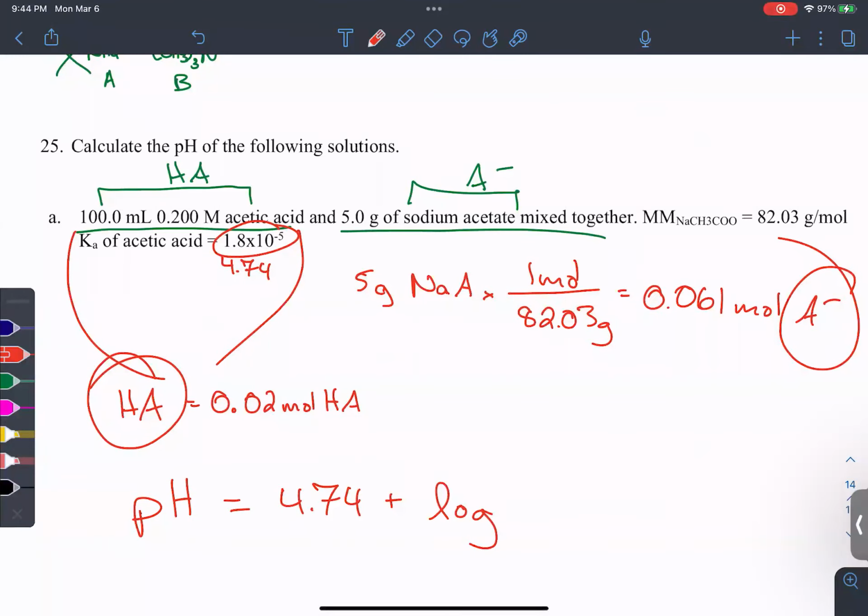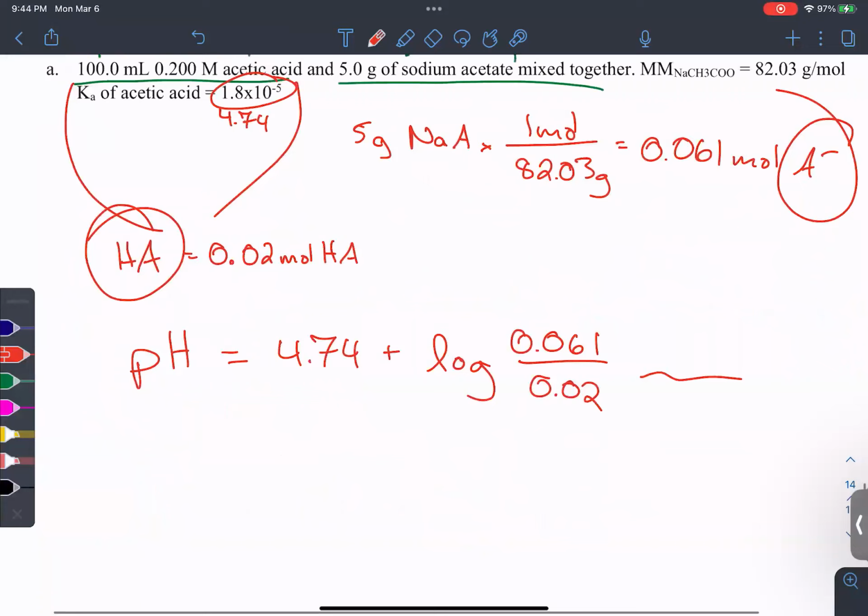What goes on the top? What goes on the bottom? The base, which is which one? So 0.06 or 0.02 on the top? 0.06, very good. 0.061 over 0.02. And then whatever that is, I'm not going to do the math.